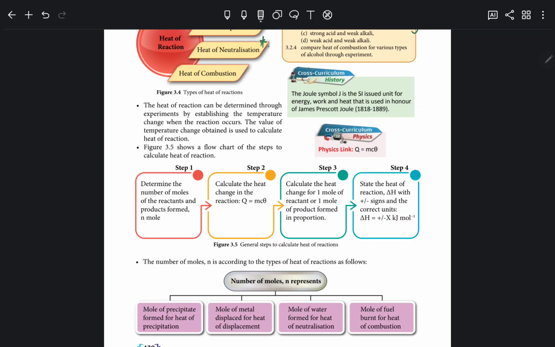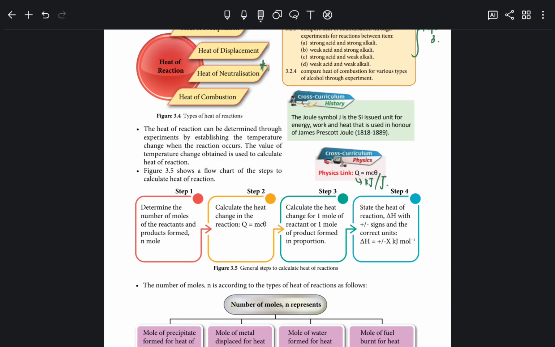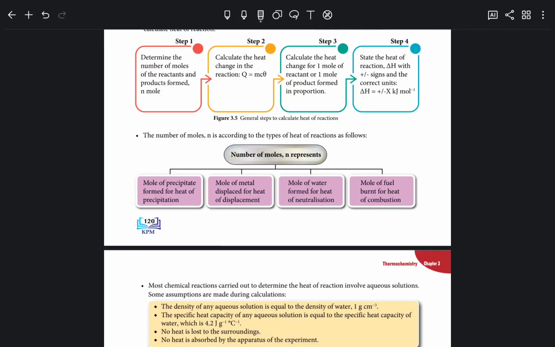Okay, and then unit. Okay, for this heat unit ni kan, we will use joule and kilojoule. Ada dua-dua. So dia akan berubah-ubah ikut kategori. So saya akan tunjuk bila akan ada kilojoule, bila akan ada joule when saya discuss the contoh for each one of the. Especially this precipitation ni memang ada banyak perubahan unit.